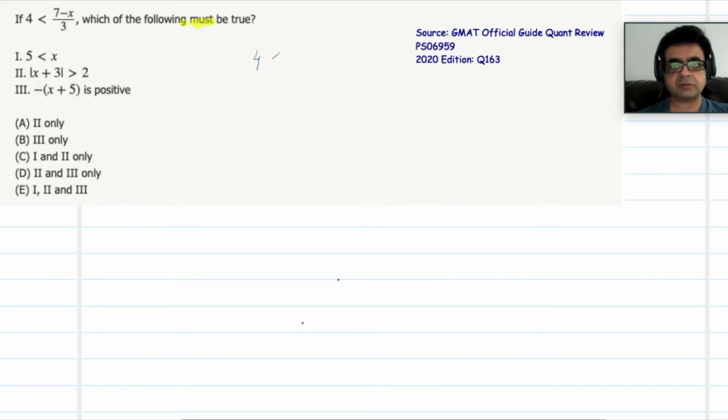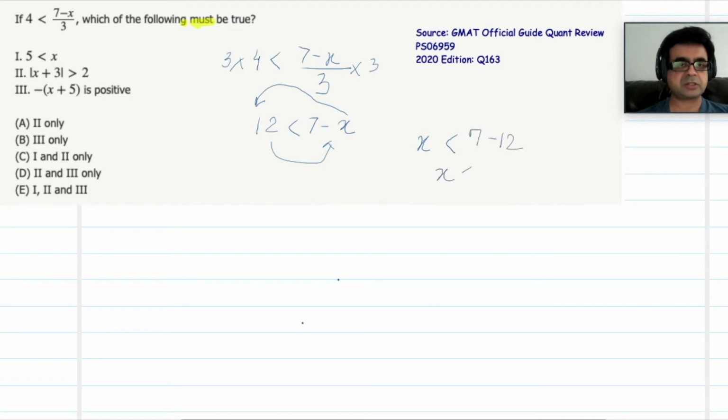So let's write it down. 4 is less than (7 minus x) by 3. It's a pretty simple inequality to simplify. 3 is a positive quantity, so it can be multiplied on both sides. That gives me 12 is less than 7 minus x. Now we have everything in addition, so I can move things about a little bit. I'm going to take the x on this side, and I'm going to take the 12 on this side, which results in x, the sign doesn't change, is less than 7 minus 12. So x is less than minus 5. This is given to me.